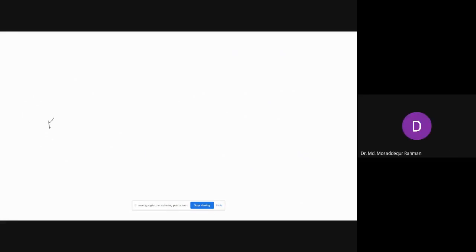Okay, now we see an improvement of this current mirror circuit. Sorry, improvement here, active load using the current mirror.